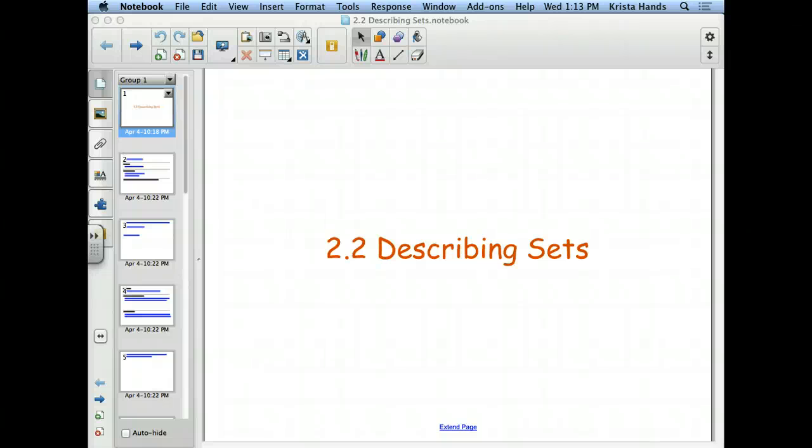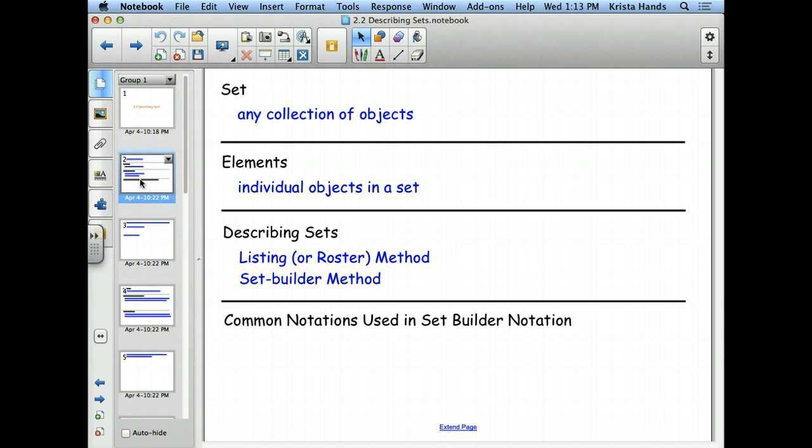Section 2.2, we're going to talk about different sets, describing sets. The first thing I want to talk to you about is what in the world a set is. A set is simply a collection of objects.